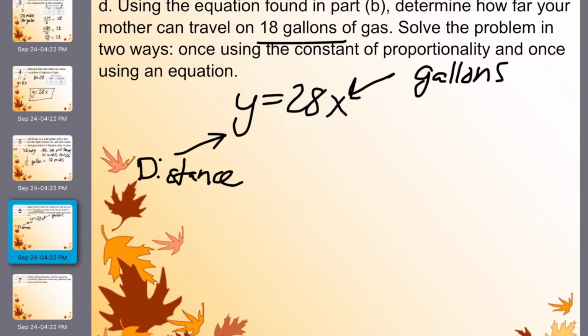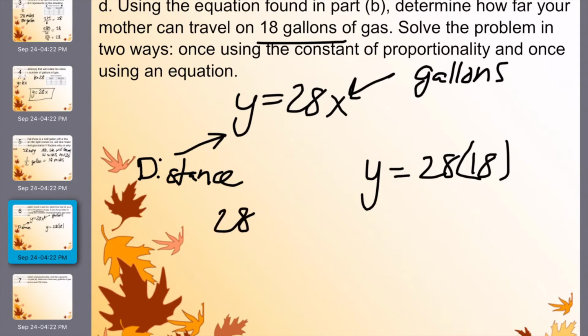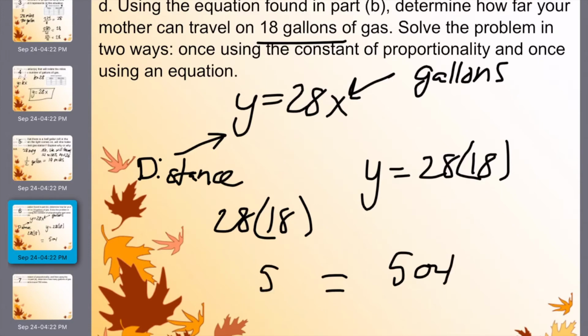Solve the problem 2 ways. One using the constant of proportionality, and once using an equation. So, using my equation, all I have to do is, my distance is y equals 28 times 18. And using just arithmetic, I could just do 28 times 18. For both of them, I end up getting 504 miles.